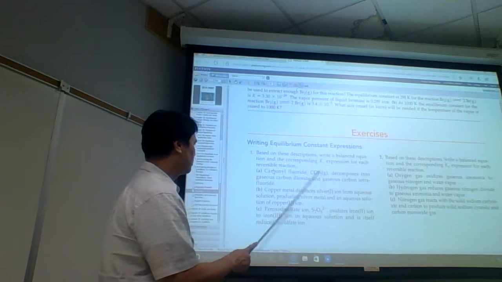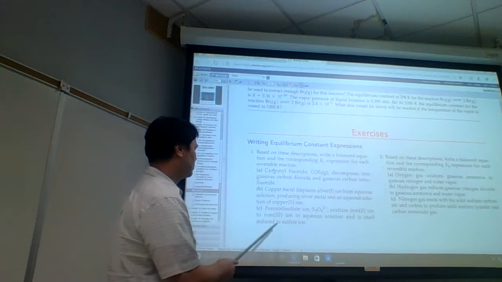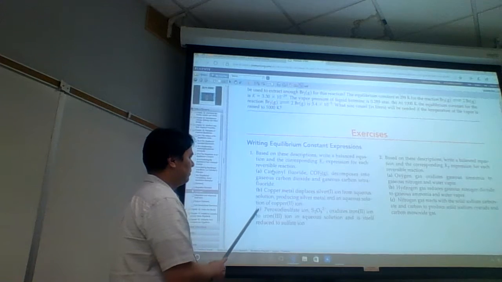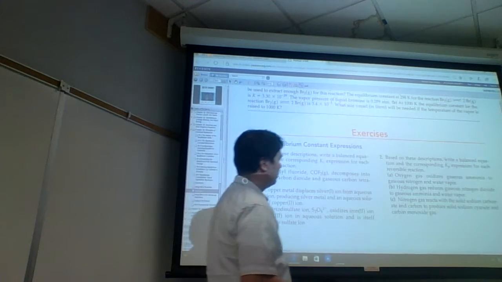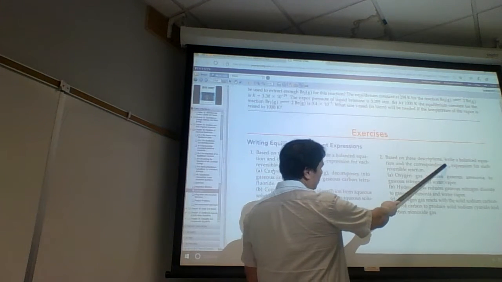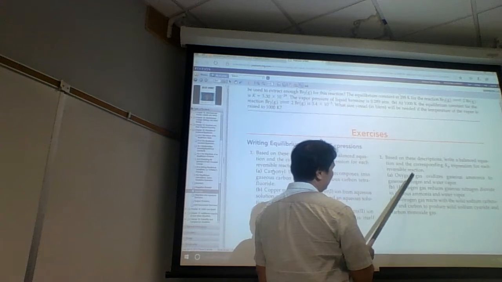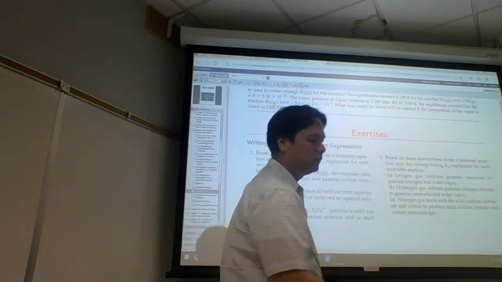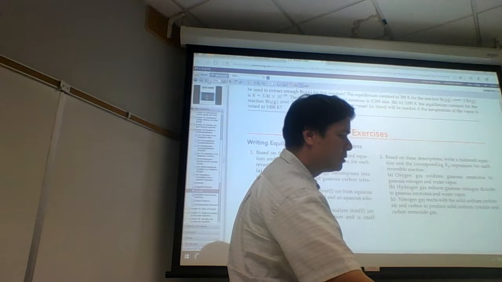Kc would just be products over reactants, raised to the respective coefficients. We have three of those, so those should be pretty straightforward. Here, we want the Kp instead of the Kc, so we could do that. Number 2, chapter 15.